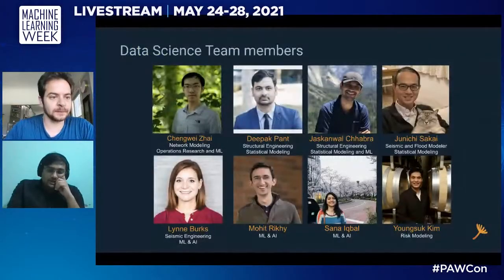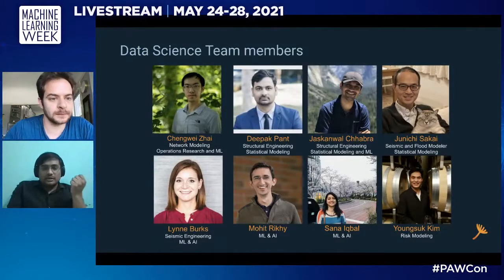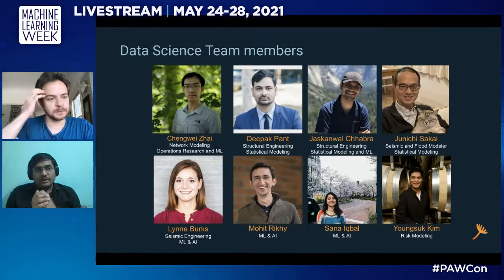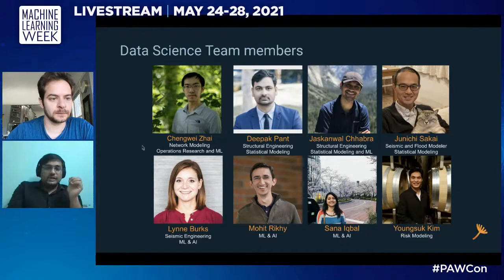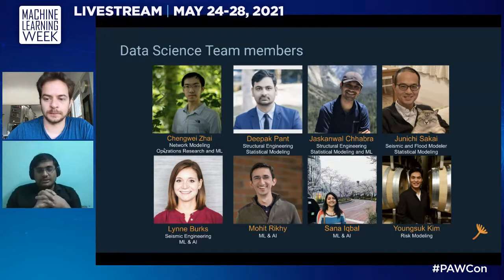So the members who are actually working over here at OneConcern have deep expertise in their field. What you see over here, their members are coming from, they have PhDs in their specific field. All of them over here, Chengwei is coming from University of Michigan. He has a PhD from there. Deepak has a PhD from a university in Japan. Iskanwal, Junichi, all of them have PhDs in their specific field. Machine learning expertise as well.